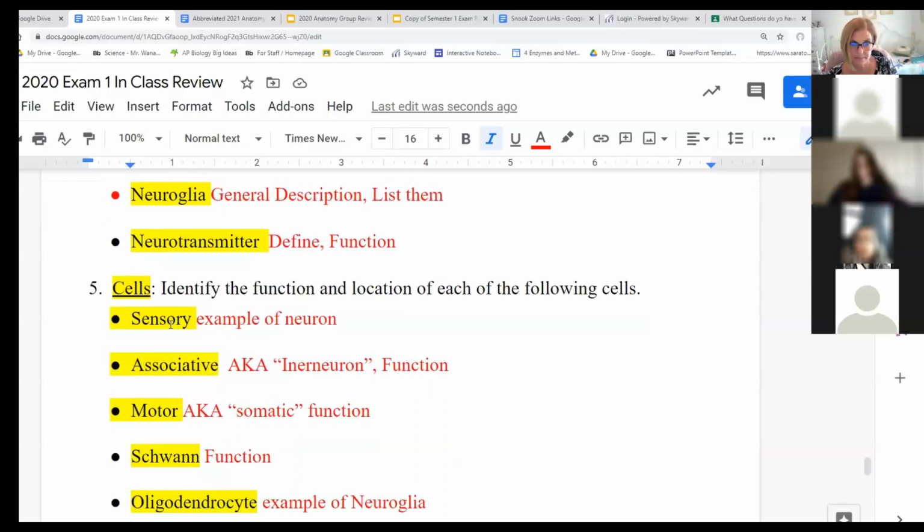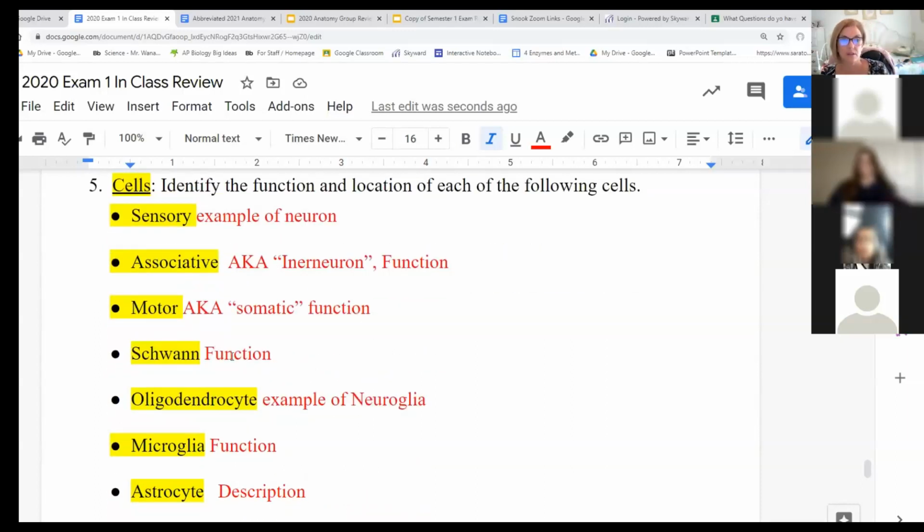Sensory neurons, just recognize that as one of your examples of a neuron. You have sensory, motor, associative, otherwise known as interneuron. So I use the word interneuron in that. Motor, you might also use as somatic. So recognize those words go together. The motor division or the somatic division.